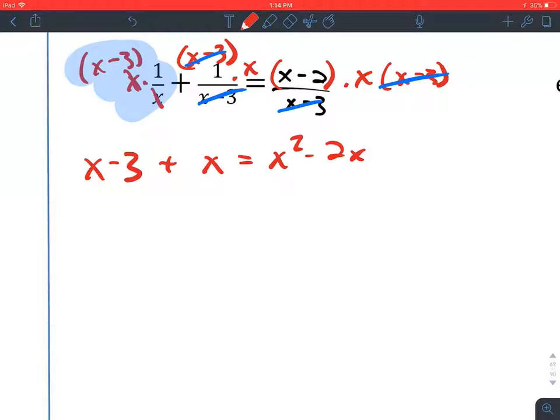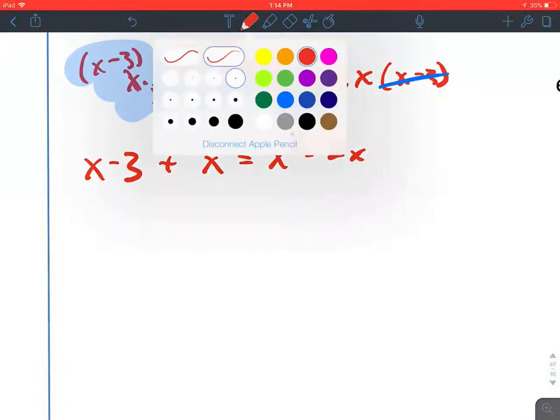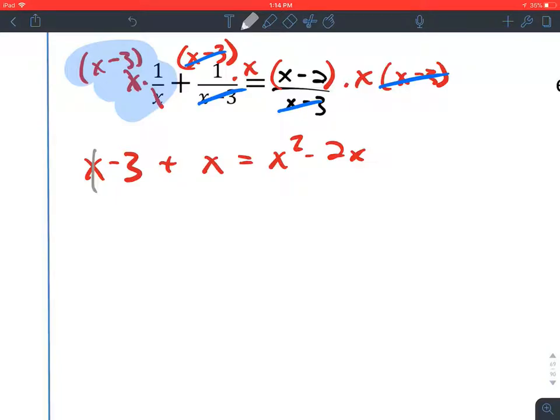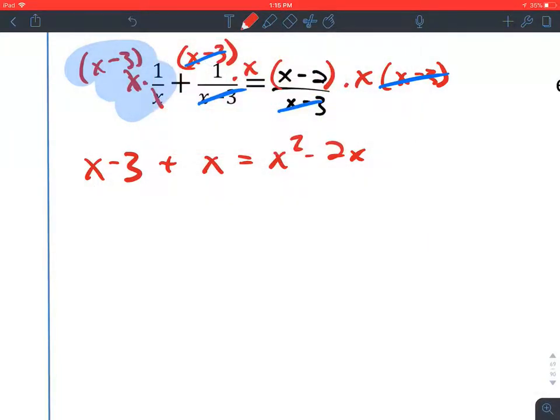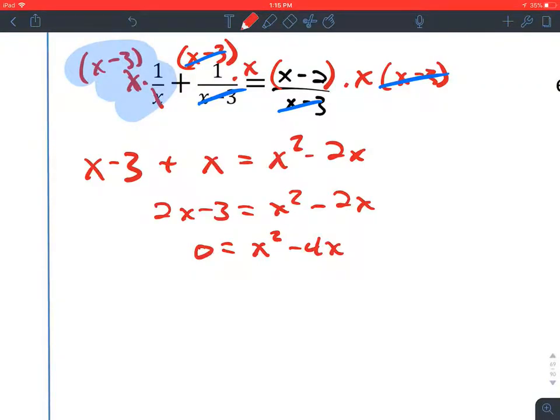Let's get all the terms on the same side. The x, well, scratch that. If I combine like terms, the x and x is a 2x. Simplify each side before we get all the terms on the same side. If I subtract 2x and add 3 to both sides, I'm going to get x squared minus 4x plus 3.